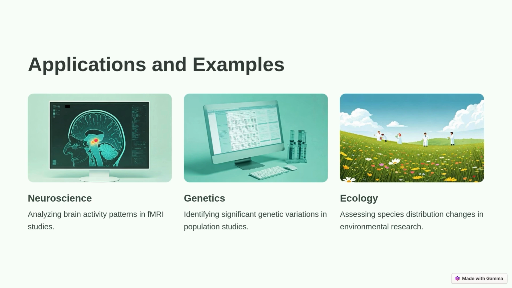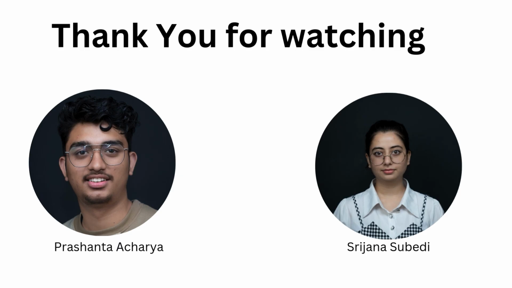Permutation tests are widely used in fields like neuroscience, genetics, and ecology. From analyzing brain activity patterns in fMRI studies to identifying genetic variation in populations and assessing environmental changes, the applications are endless. And that's the beauty of permutation tests.